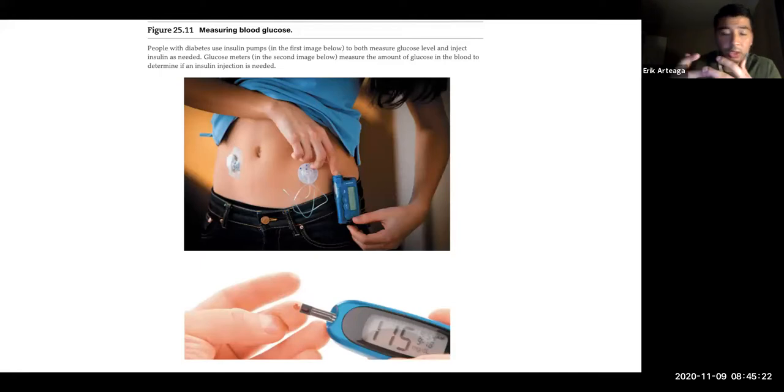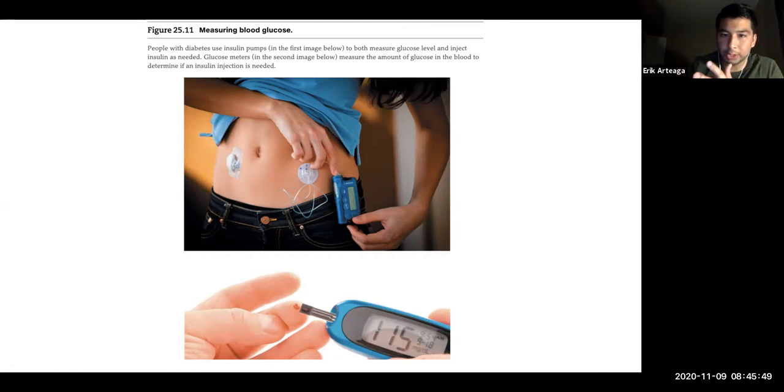Because sometimes if you inject too much insulin, again, you can have that uptake of sugar, and then you can have issues with having low blood sugar as well. So again, you take the insulin, you typically would eat something, right, to increase that sugar and make sure that you're not going to go hypoglycemic, right, or below your normal sugar amounts. Okay.